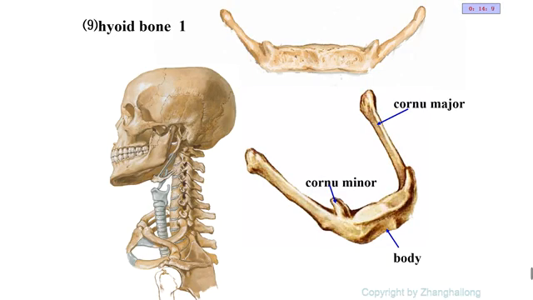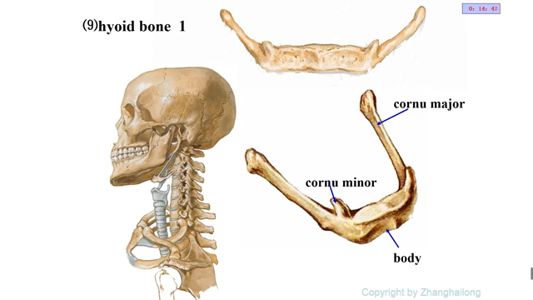The ninth one is the hyoid bone. This bone is under your mouth, and connects with your tongue by tendons and muscles. Every hyoid bone has one body and two horns. One is the small horn, the lesser horn, which goes upwards. Another one goes backwards. It is the long horn, the greater horn. Okay, here is the hyoid.